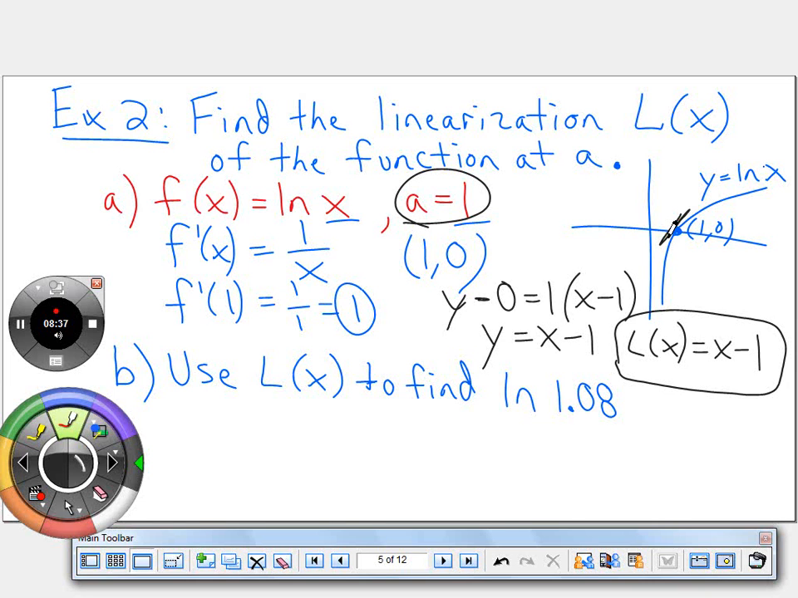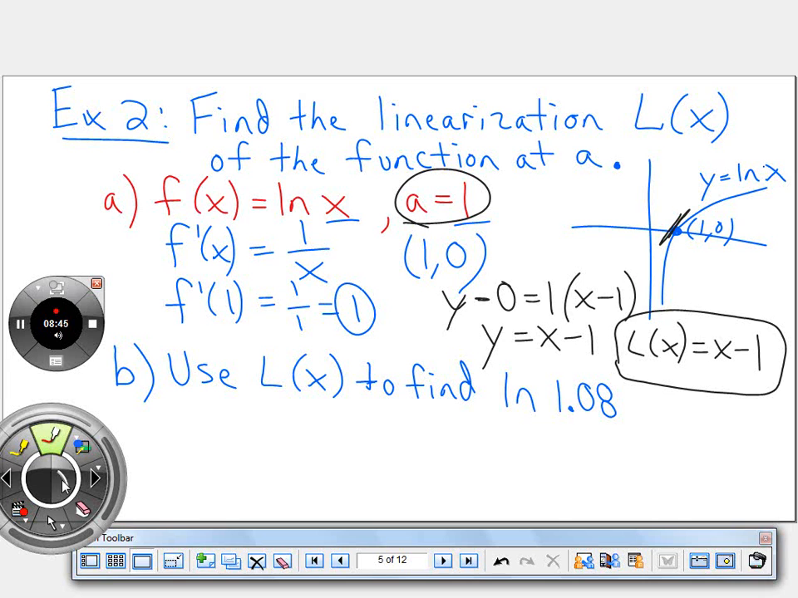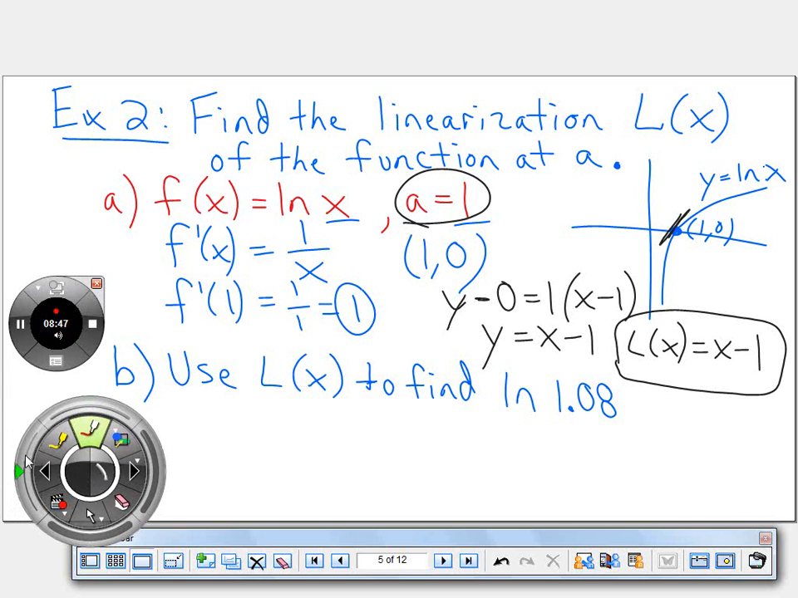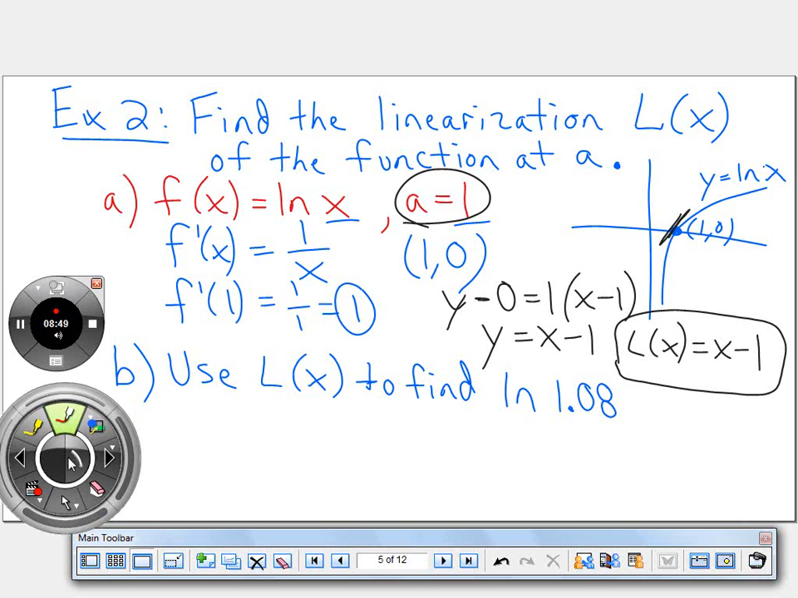Sometimes it might be easier to use a linear approximation instead of the function itself. Okay? All right, so let's use our linear approximation to figure out what ln of 1.08 is. We would ask, what's L of 1.08? We take that and plug it in for the x. So that would be 1.08 minus 1, and that gives us 0.08.